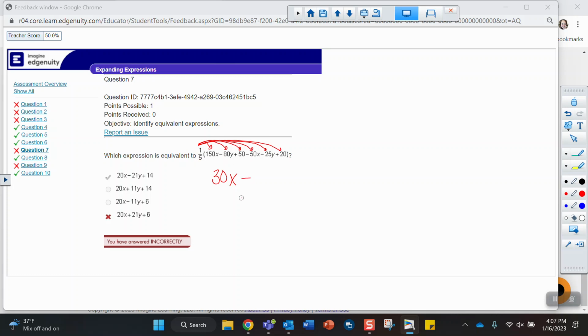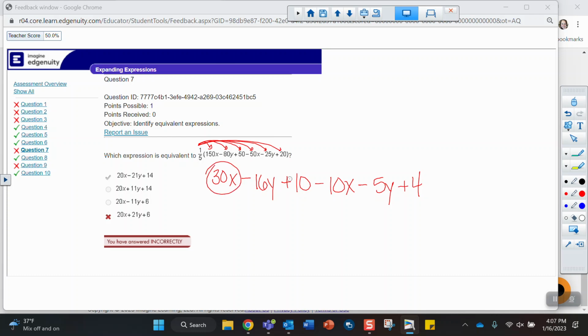Minus, I think it's 15. Nope, it's 16. 16y. I'm just getting my calculator. 50 divided by 5, I can do that one. That's 10 minus 50x divided by 5. That's going to be minus 10x minus 5y. 25 times 1/5, or 25 divided by 5. And then 20 divided by 5 is 4. So that's everything. Now I got to clean it up.